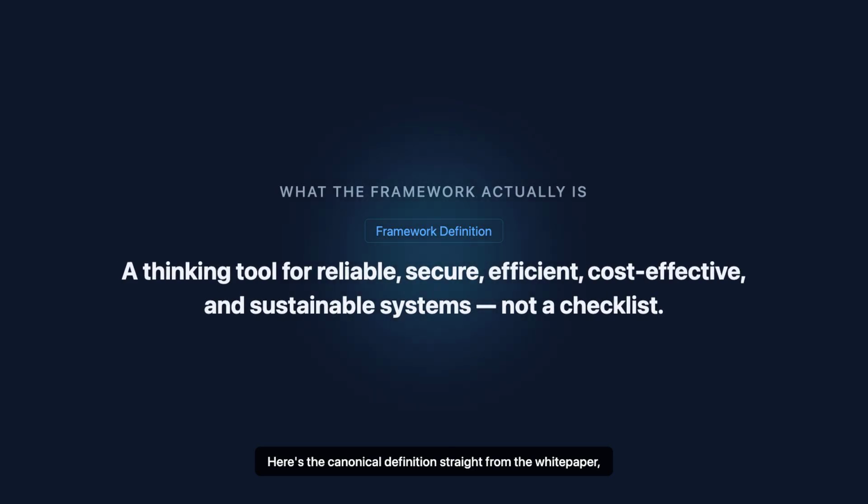Here's the canonical definition straight from the white paper, dated November 6, 2024. The framework helps you understand the pros and cons of decisions you make while building on Amazon Web Services. 2 things to notice. First, it's a thinking tool, not a checklist that hands you the right answer. Second, count the adjectives in the official definition: reliable, secure, efficient, cost-effective, and sustainable. 5 of the 6 pillars are right there in the definition itself. Operational excellence is the one that's implicit, hiding in the word operating.